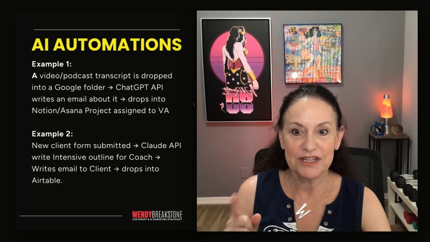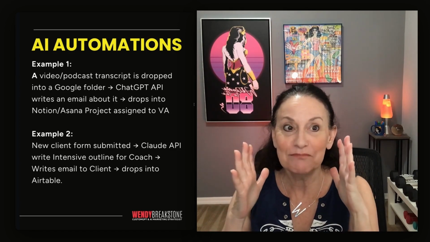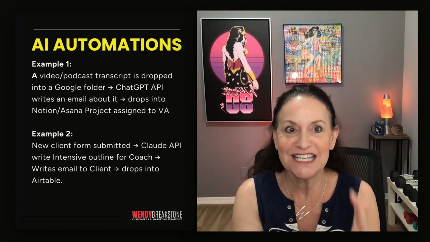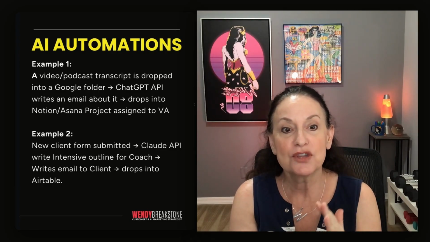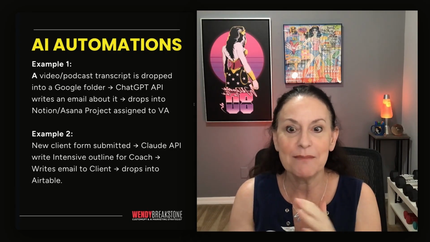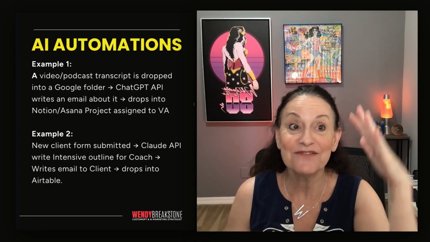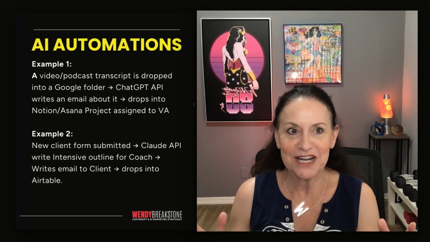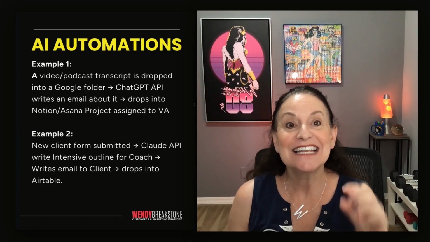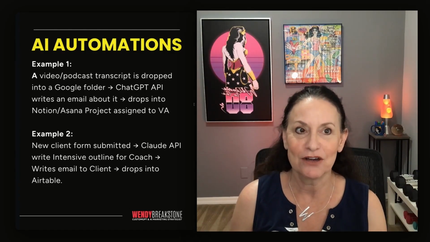So in example 2, let's say you have a client onboarding form. The client submits the form. The submission is the trigger in Zapier, in Make. It goes through the AI API, maybe it goes through a Claude API. It writes an intensive outline for you, so you know what to talk about with the person when it comes time to meet with them. And it writes an email to the client and drops it all into Airtable for you.